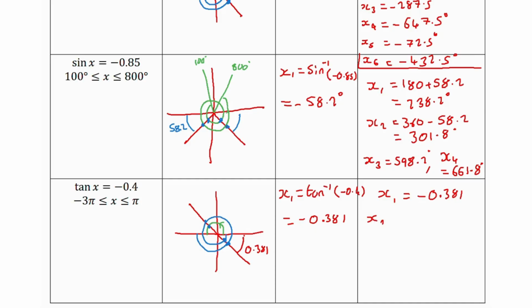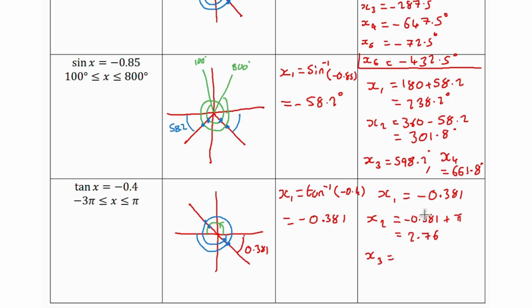And the really nice thing about tan is we can just add pi in either direction. So we need to, that's the first one here, we need to add pi to get that green one. So if we do minus 0.381 plus pi, we will get to that green one. Add pi onto our answer. We get 2.76.